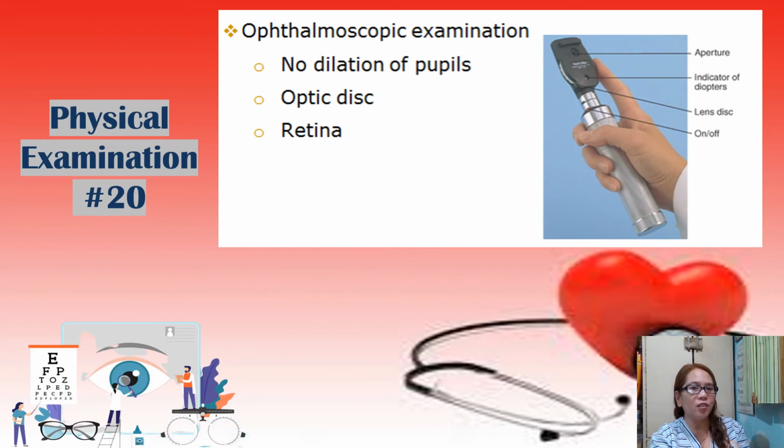Okay, so moving on to the physical examination of the internal structure of the eyes, particularly the retina, wherein ophthalmoscopic examination is usually done. You can do it without dilating the pupil of your patient. But sometimes some ophthalmologists dilate the pupil using a mydriatic to be able to clearly see the internal structure of the eyes, particularly the optic disc and the retina.